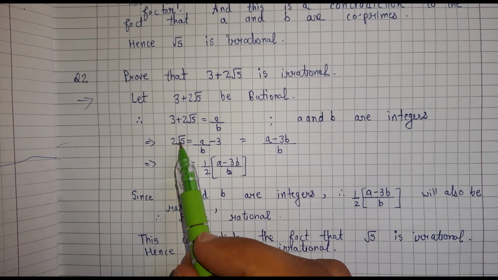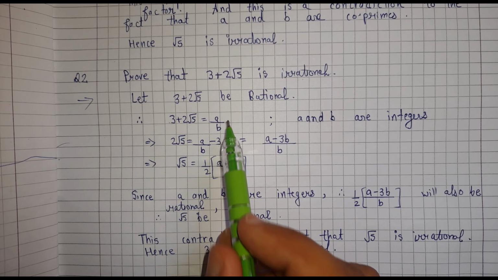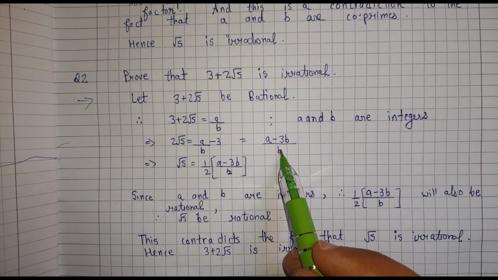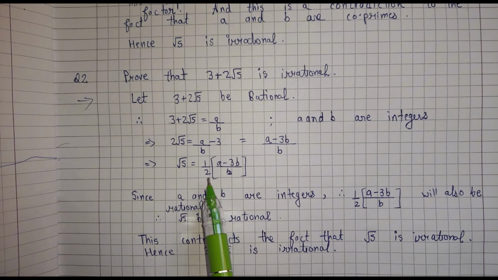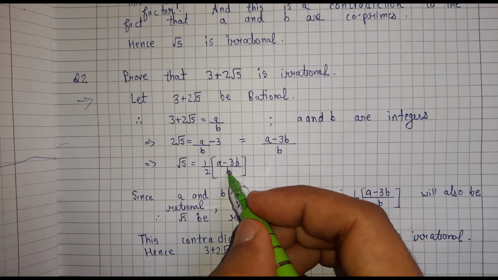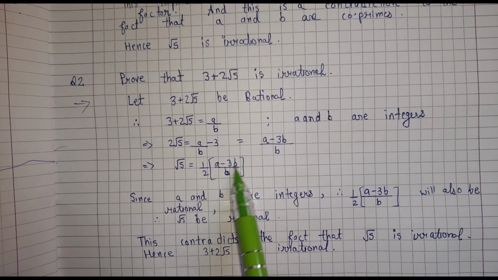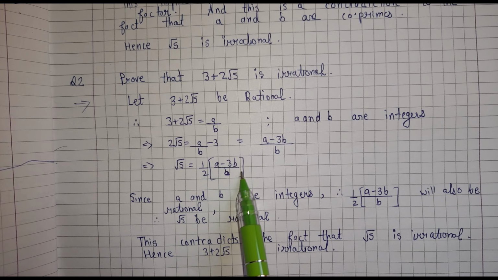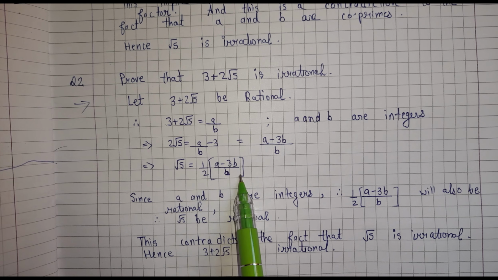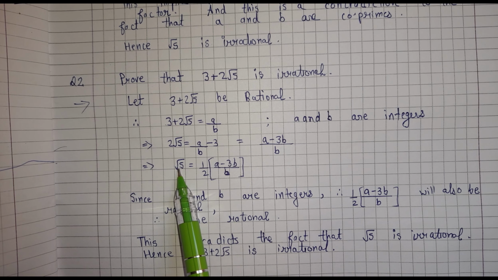Keeping 2 root 5 on the left hand side and taking 3 to the right hand side, we will get this. By taking LCM, we will get this. Then by taking 2 to the right hand side, we will get this. Now, since a and b are integers, after solving the right hand side we will get some rational number. Right hand side gives us a rational number, so the left should also be rational.